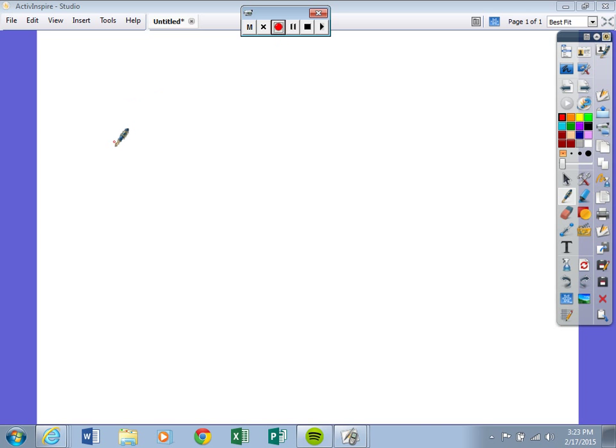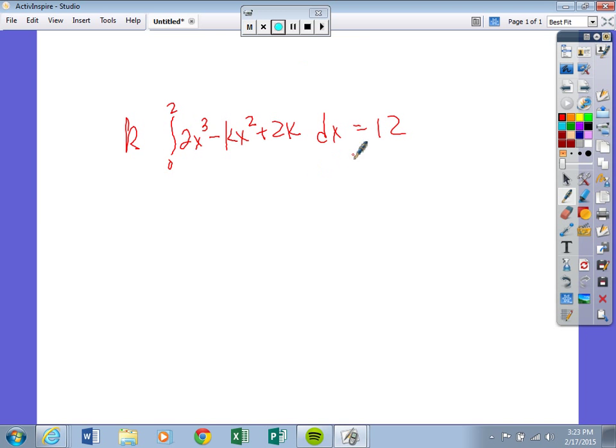Okay, so number 3, this is a good one. Find k if this is true. And the hardest part here oftentimes is the algebra. All right, and all of this is supposed to equal 12. So we're going to use the fundamental theorem of calculus, where we're going to let f of 2 minus f of 0 equal 12, okay?